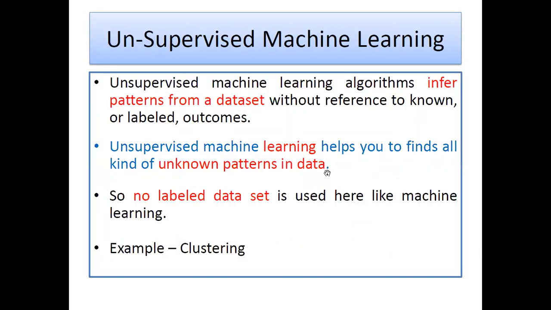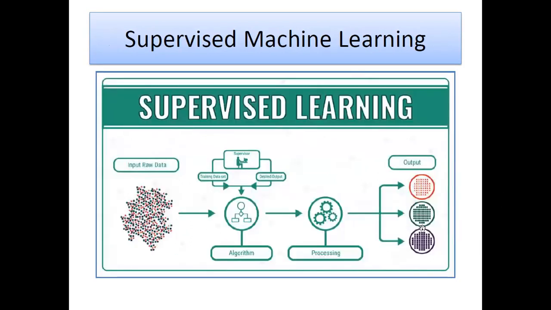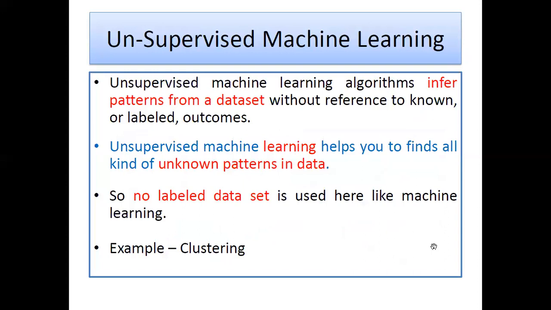Now, going to the next one, unsupervised machine learning. Unsupervised machine learning algorithms infer patterns from a data set without reference to known or labeled outcomes. If you see the previous one, there was a labeled outcome. What is a labeled outcome? Red label, green label, and violet label. But in the next case, you don't have labels. There are no predefined classes. Then how is it going to work? The algorithm will find the patterns and make clusters.